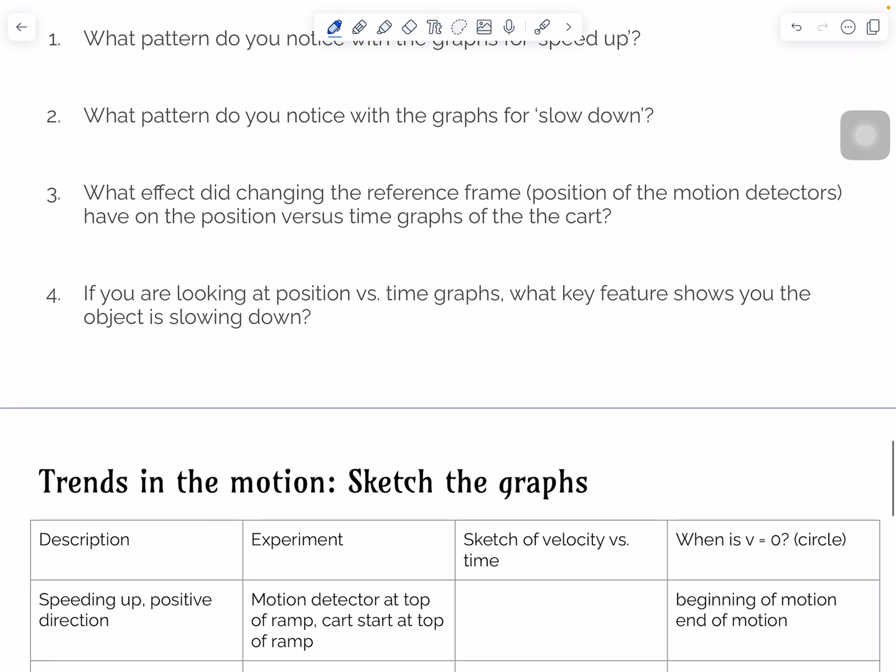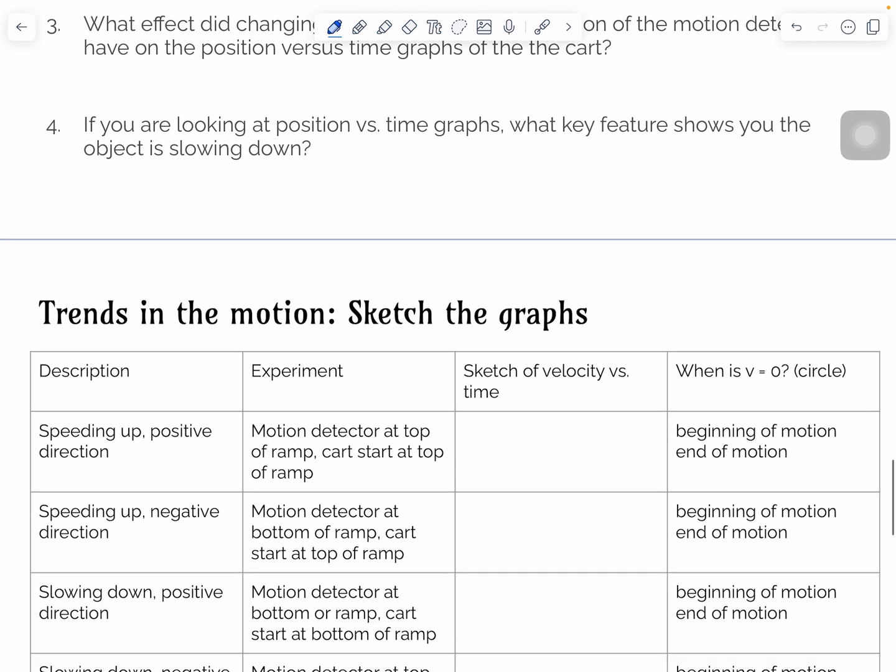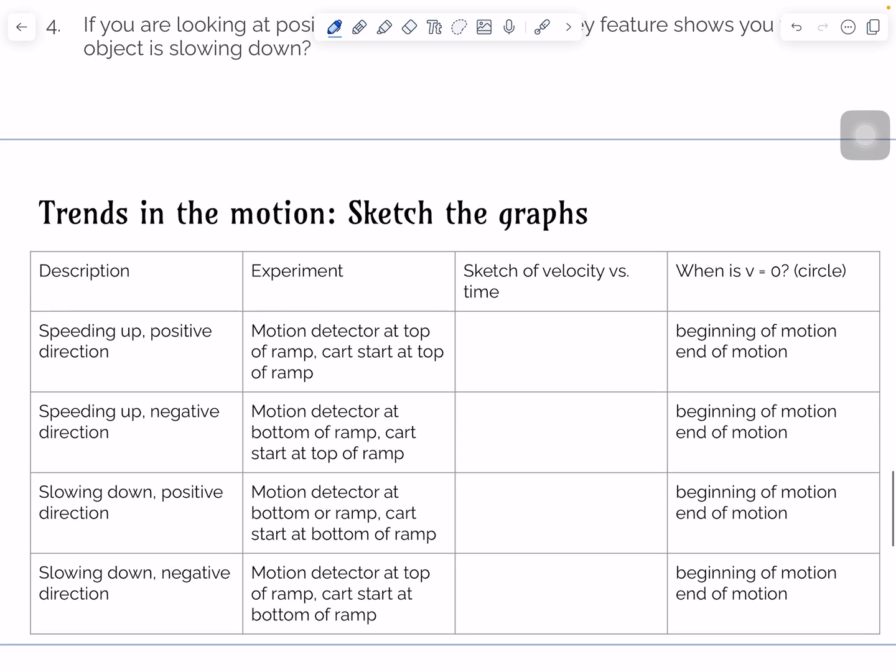Okay, we're going to sketch some more graphs. This time I want you to stop and sketch the velocity versus time graphs. And I want you to indicate when the velocity is 0. So circle the answer, or you can write it on your paper. I guess circle was dumb because you guys don't have a handout. But again, write all 4 pairs of the velocity versus time graphs and when the velocity is 0.